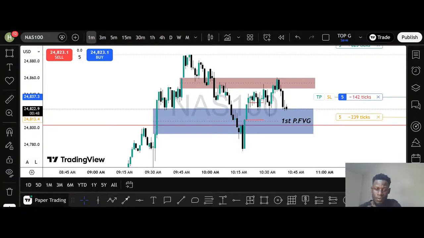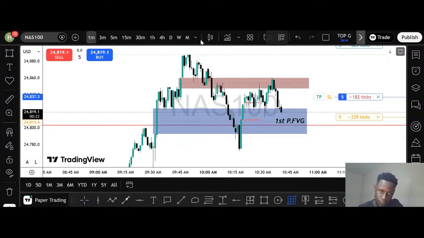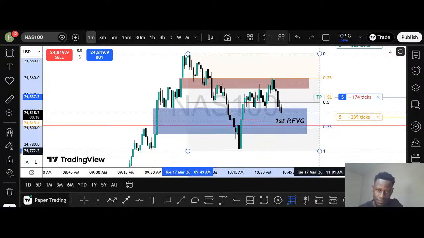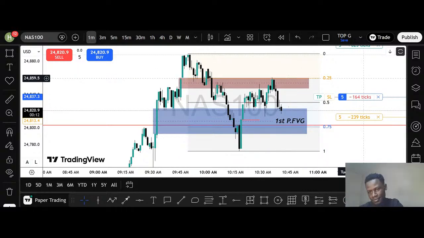TP2. TP2 hit. So were you long or short? Okay, so you paid the trader. That's nice. So I failed to do that. So if it's really bearish, okay, understandable. 25 quadrant level.